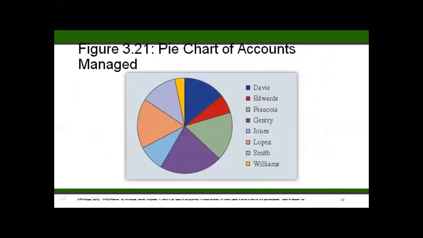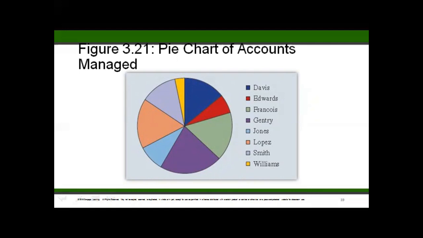Figure 3.21 displays the data for the number of accounts managed in Figure 3.18. Visually, it is still relatively easy to see that Gentry has the greatest number of accounts and that Williams has the fewest. However, it is difficult to say whether Lopez or Francois has more accounts. Research has shown that people find it very difficult to perceive differences in area.